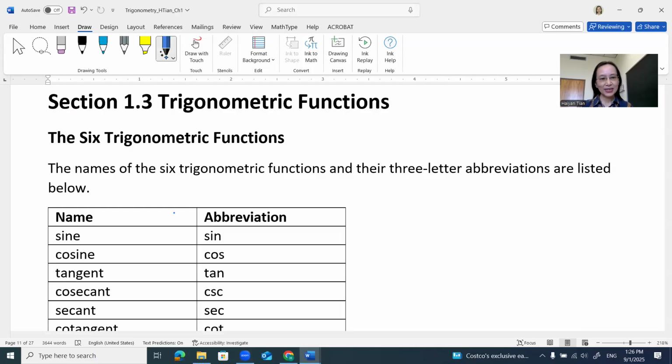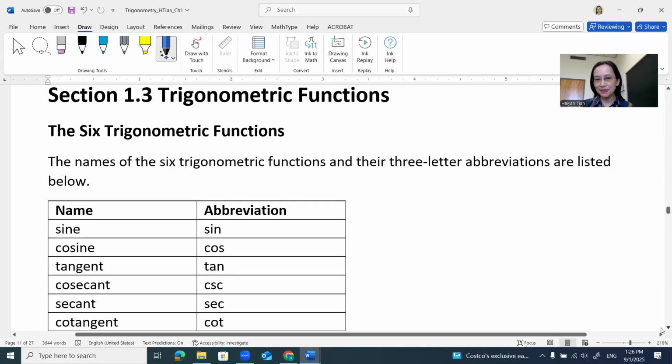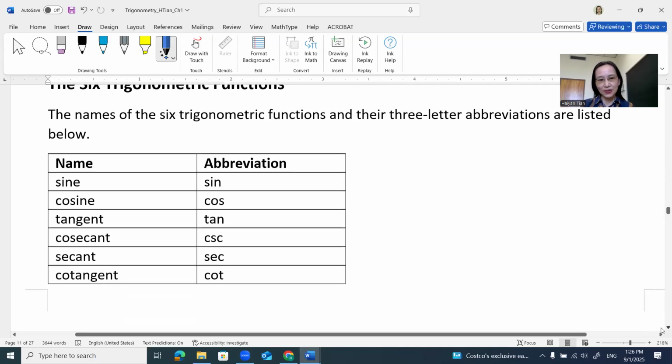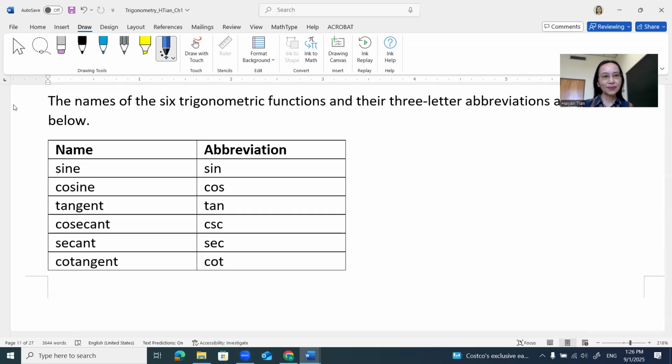tangent, cotangent, secant, cosecant. So let's just read the 6 names because we're going to define each one of the 6 functions. Sine, cosine, tangent. Of course, there's a cotangent here. And secant, cosecant.